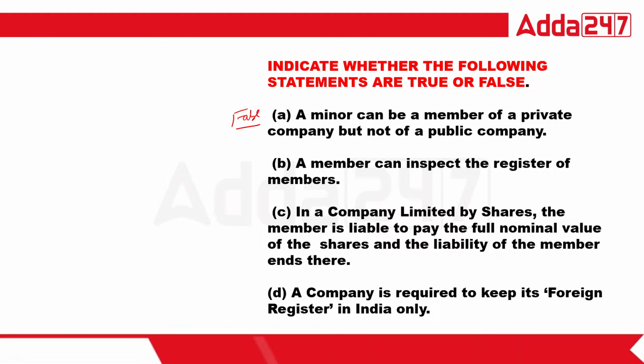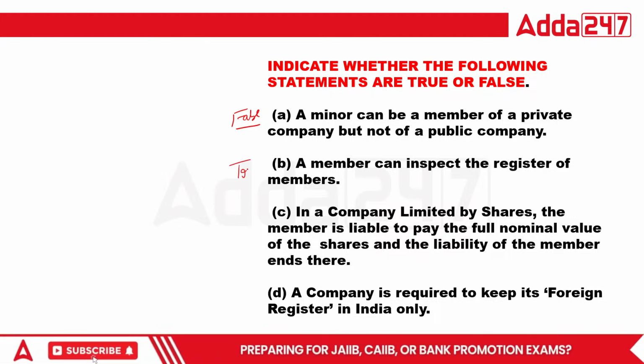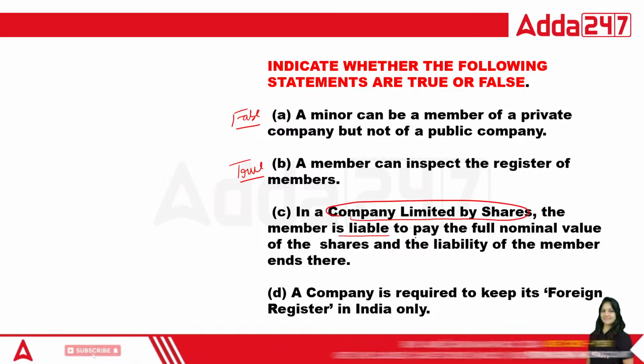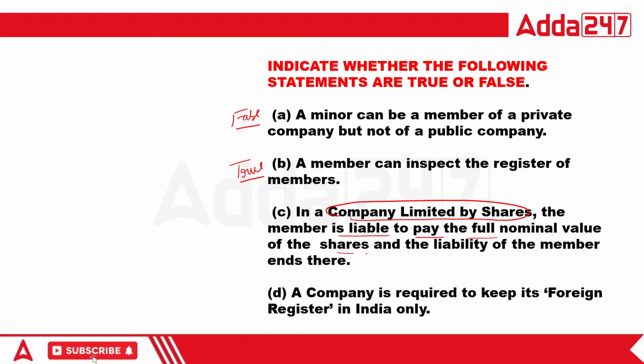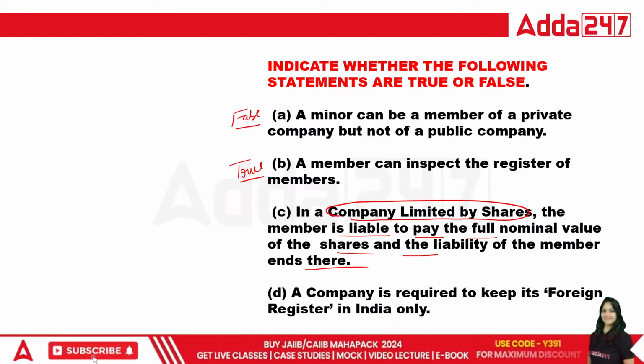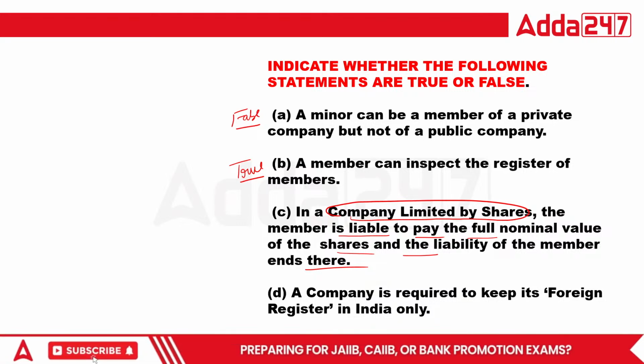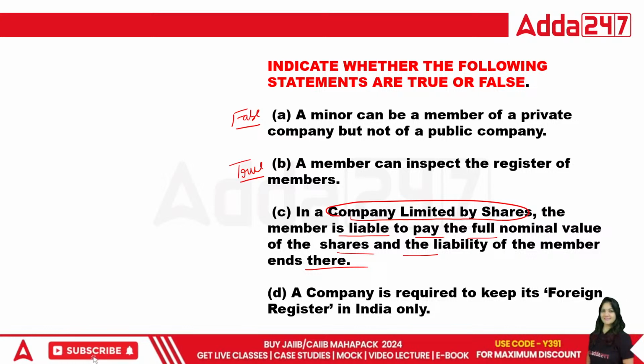The answer is true. In a company limited by share, the member is liable to pay the full nominal value of the share. The liability of the member ends there. If a company is limited by share, the member is liable to pay the full nominal value of the share and the liability of the member ends here.